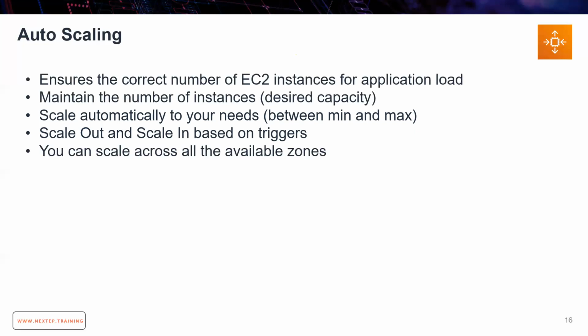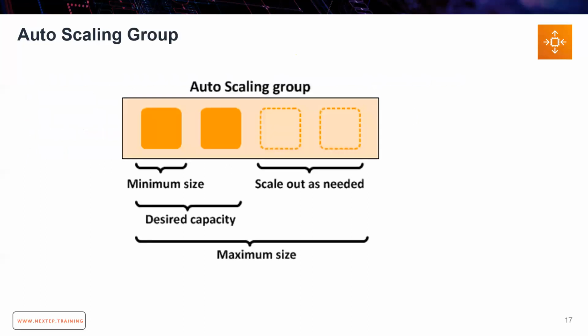And also, it automatically scales across all the availability zones. So if you select that during the creation of the auto scaling group, okay, a group is nothing but a logical entity that's a set of EC2 instances. That's all it is. If you say that I want my EC2 instances to be distributed across all the availability zones, it makes sure that it's properly distributed. So you're not putting all the eggs in a single basket.